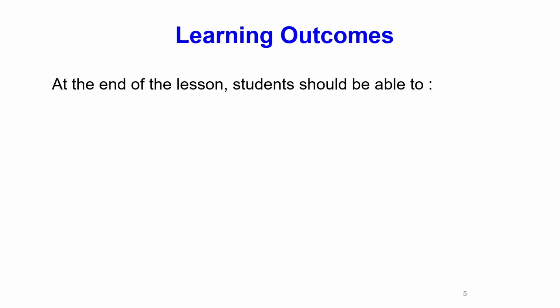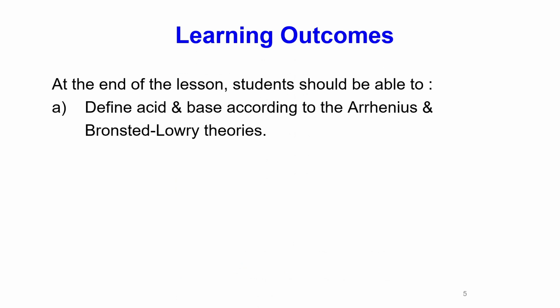So for 7.1, learning outcome, we are going to define acid and base according to Arrhenius and Bronsted and Lowry theory. Actually, we have three theories. Okay, the first one, Arrhenius. The second one is Bronsted and Lowry, and the third one is Lewis acid. But this Lewis acid theory you will cover in tutorial.